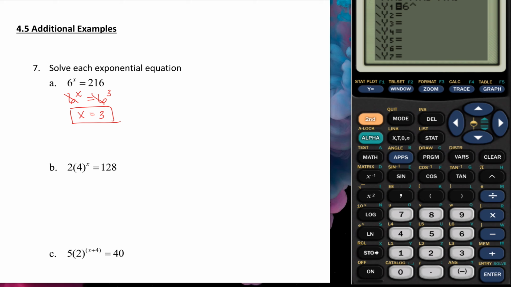So 6 raised to the power of x, and then we can go to our table, so second table, and we can look for where we get an answer of 216. We see that the answer is 3.